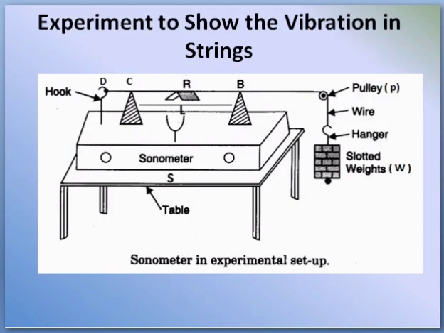Our next line of discussion is the experiment to show the vibration in strings, in order to demonstrate the dependency of frequency on length, tension, and mass per unit length of the string. From the image you can see on your screen, we have a sonometer, which is used to study the frequency of notes obtained from a stringed instrument. The sonometer consists of a hollow wooden box S with a thin horizontal wire attached to one end, W. A mass is hung at the side of the sonometer.